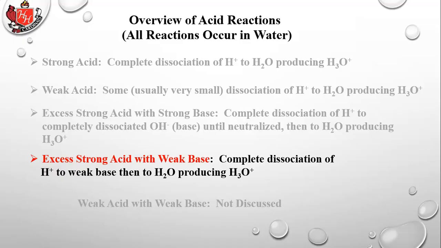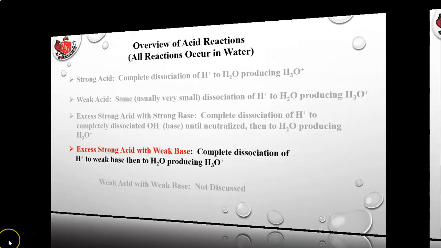Okay, now we're going to move on to excess strong acid and weak base. So that means that we're going to put acid in with base. This time it's a weak base, and the weak base is going to be consumed first. It's going to be used up first. If you want to use the word limiting reactant, the weak base would be the limiting reactant here. So excess strong acid with weak base. So the complete dissociation of H plus to the weak base and then to H2O to produce hydronium ions. So the weak base pretty much acts the same way as the strong base if it's in with a strong acid.